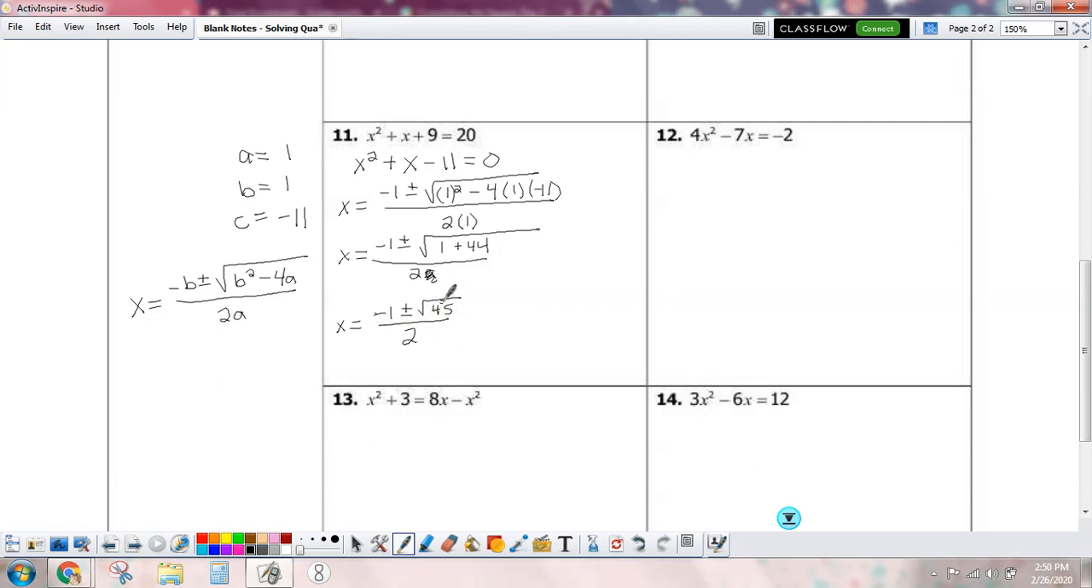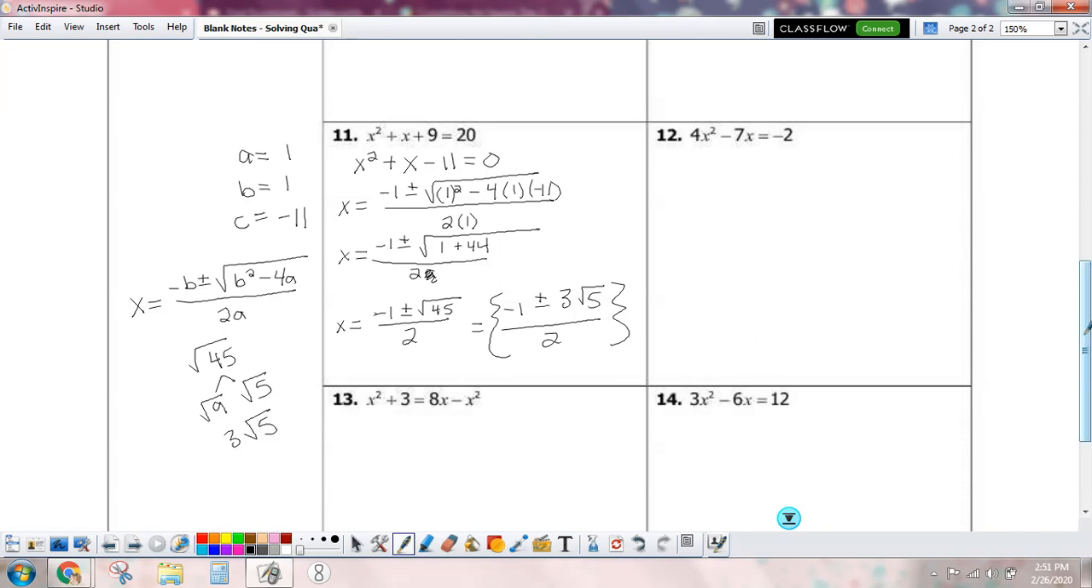And at this point, I need to make sure I am putting this in simplest radical form. And I know that the biggest perfect square that goes into 45 is going to be 9. So to simplify this, I'm going to write negative 1 plus or minus, and I know that the square root of 45 is 9 times 5, which becomes 3 square roots of 5, all divided by 2. And I would just leave my answer like this. Now, you may be able to simplify, and I am going to go up to 10 then to show you what that would look like.